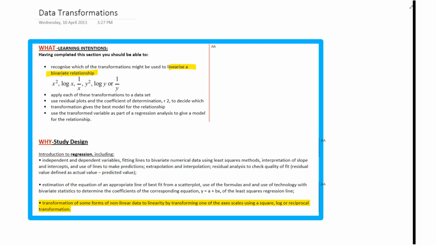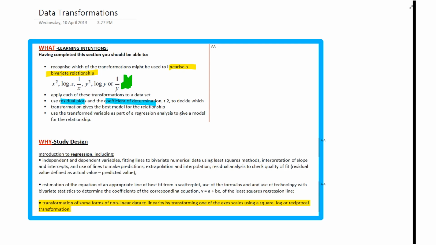But what we can do is we can square the x values, log them, or take reciprocal values, that's these ones here. Or we can do the y squared, log of the y value, or reciprocate the y value as well. You need to know how and when to use a particular set of these transformations, and then decide which transformation is the best model for the relationship. And we do that via two components, a residual plot and a coefficient of determination.